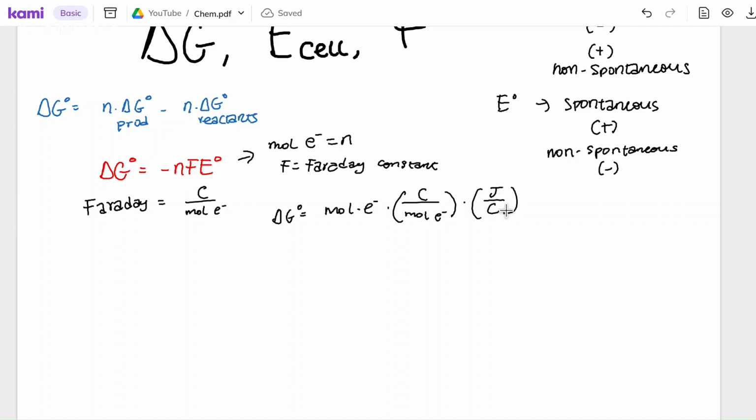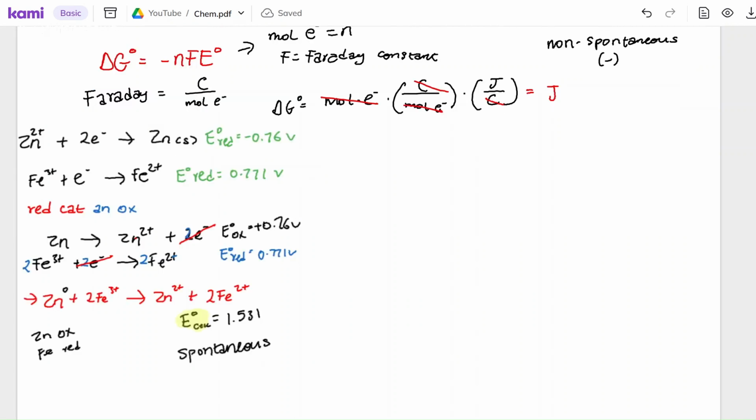Joules per coulomb. And if you cancel stuff out, so these two cancel out and then the coulombs cancel out, you're going to be left with joules as the unit of the standard Gibbs free energy, which makes sense. If you've done chem in the past, the Gibbs free energy usually has units of joules. So what I did right now was input the problem from the last video into this problem, and we're going to be finding the standard Gibbs free energy of what we found already.